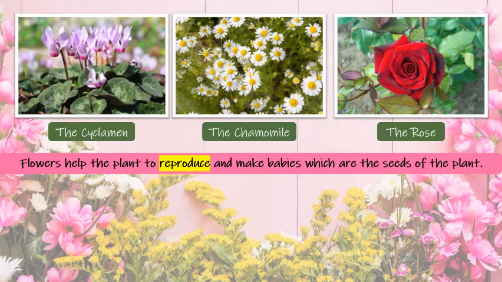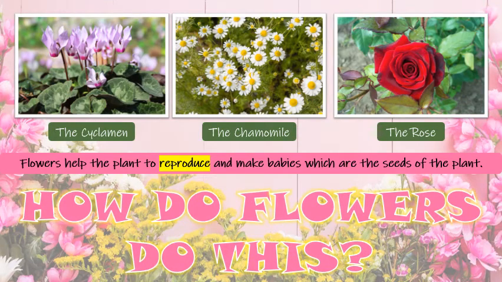What are the plant's babies? Do they make babies like us? No. The babies of the plants are the seeds. So, how do flowers do this? How do flowers help plant to reproduce and make their babies, which are the seeds? So we can really understand the job of the flower in the plant's reproduction and how do flowers help flowering plants to make seeds, since, as I said before, flowering plants make babies in the flowers. So it is the flower that holds the baby.